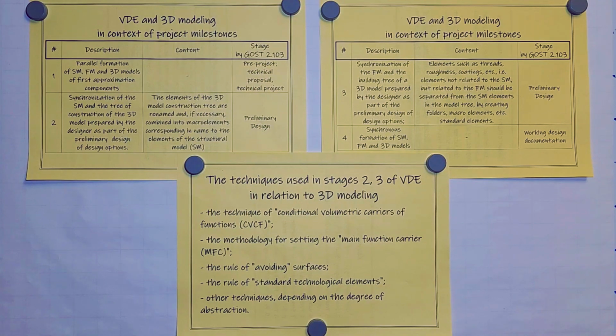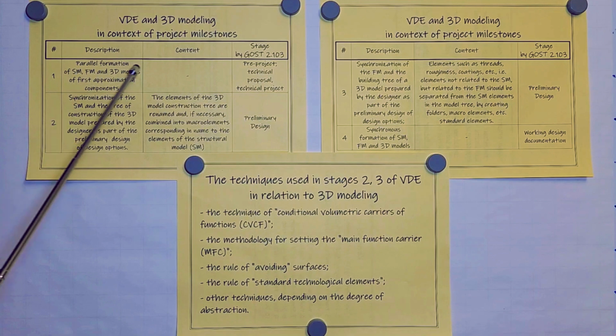In fact, the model tree becomes a kind of visualization of a set of volumetric carriers of function and is an element of the design culture of the design engineer using the elements of value design engineering in his work activities. Summarizing the above, we can formulate the following basic stages of value design engineering in relation to modeling.